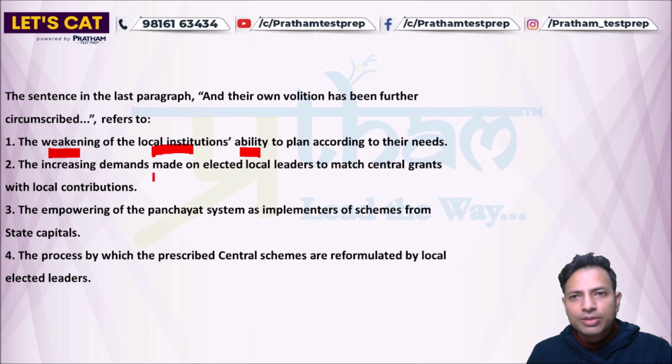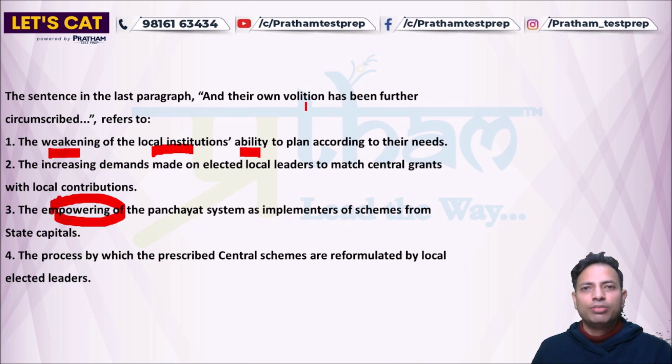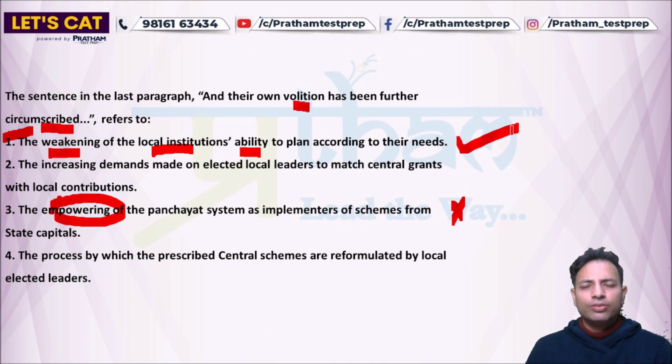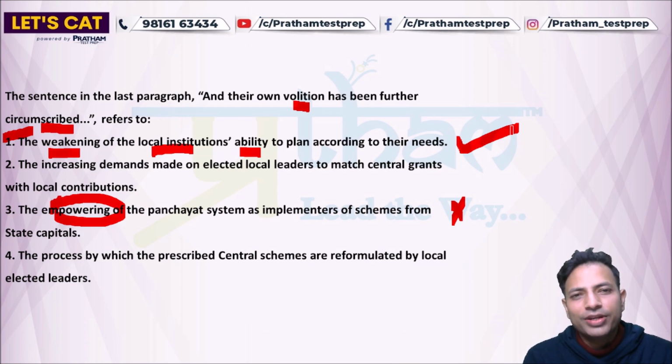The increasing demands made on elected local leaders to match central grants. नहीं, empowering तो बिल्कुल नहीं हो सकता भैया. आप बोल रहे हो volition has been further circumscribed. Empowering हो ही नहीं सकता है. So the right answer is first. निकल गया. So what am I really trying to convey here?